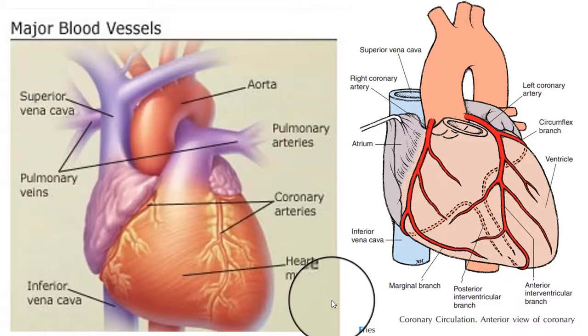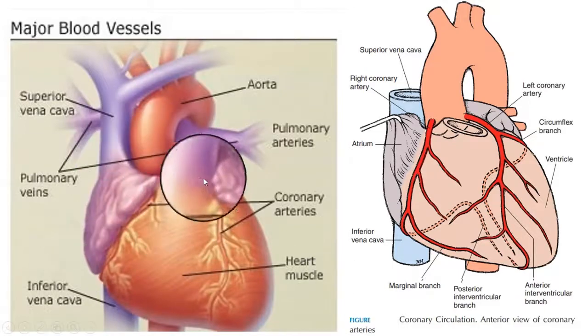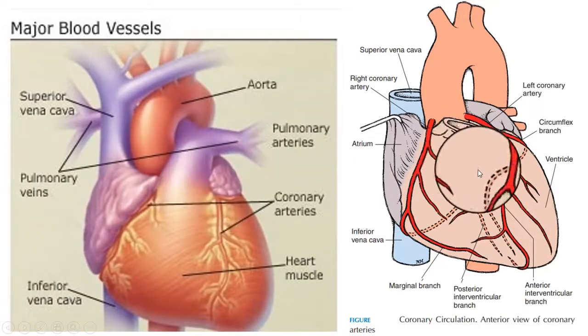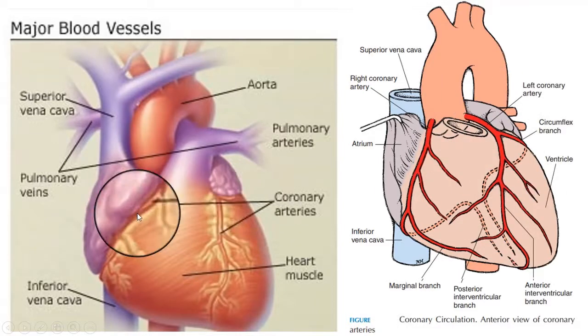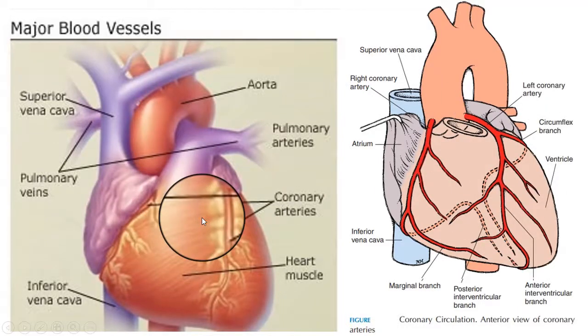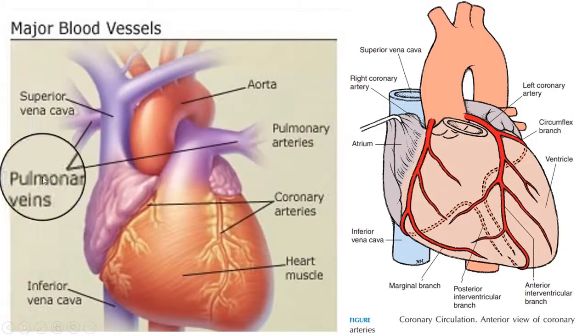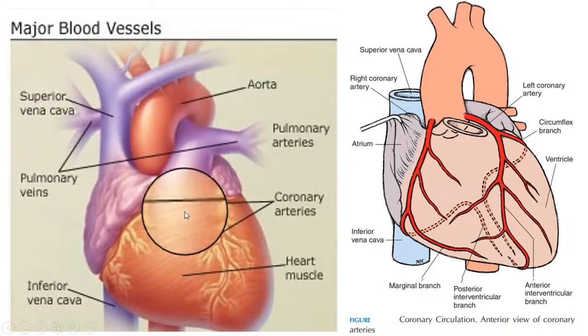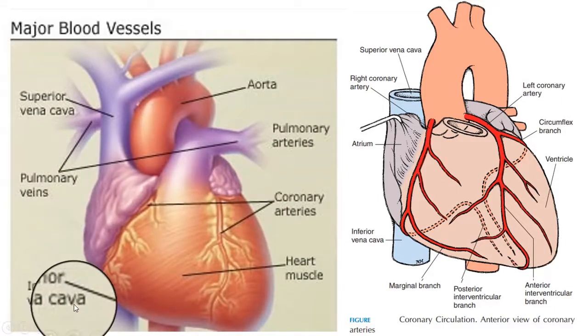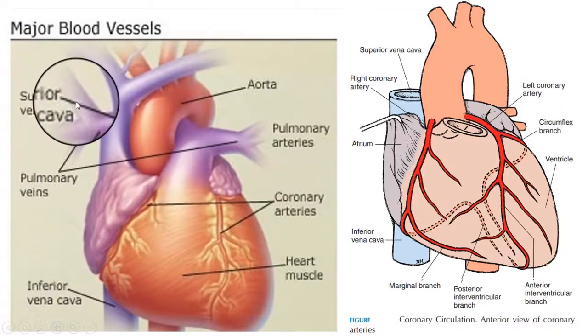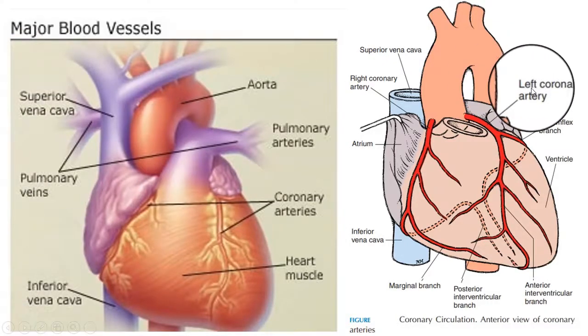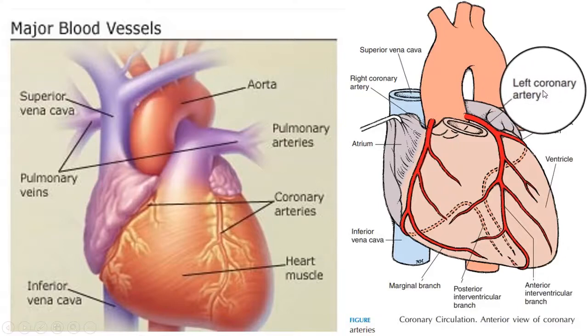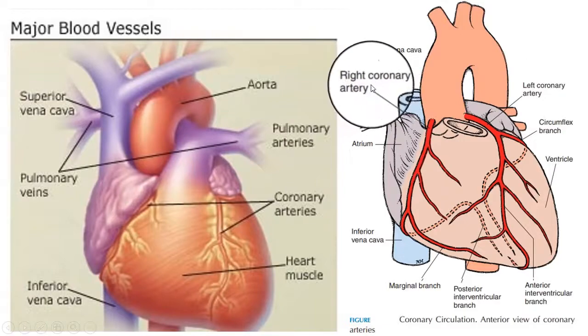Now as you can see here on the screen, we have provided a picture of the major blood vessels, or the blood supply to the heart. You can see here the pulmonary arteries, pulmonary veins, coronary arteries, inferior vena cava, and superior vena cava. So these are the various blood vessels which provide a rich blood supply to the heart.